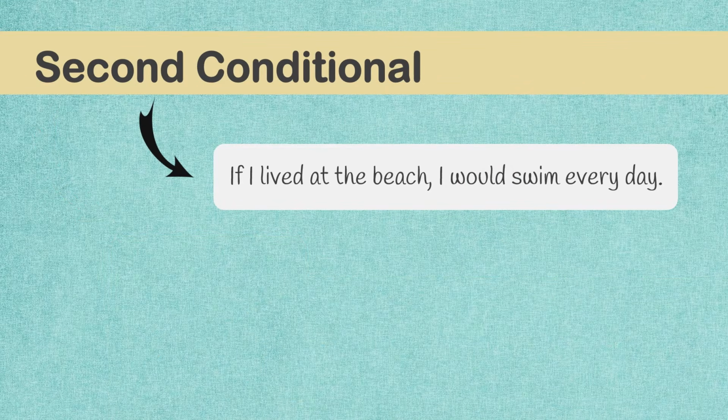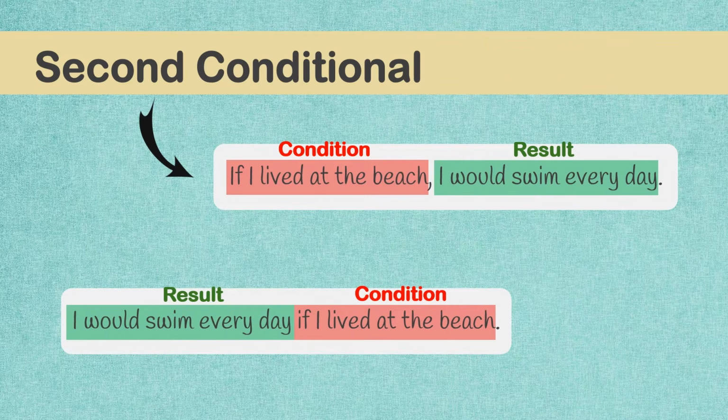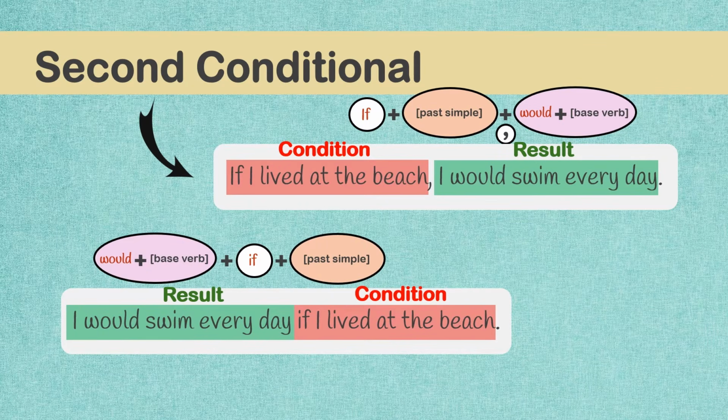In this sentence, the condition comes before the result. We can change the order. For example, we could say, I would swim every day if I lived at the beach. In this case, the structure is flipped around, as you can see here. If we do this, we don't use a comma between the clauses.